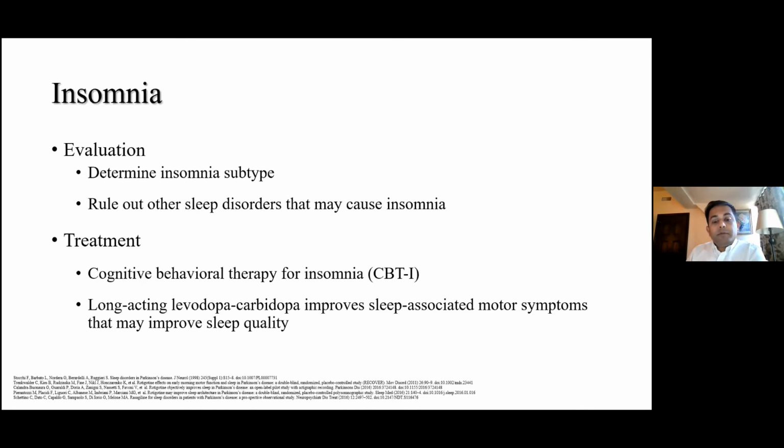How do we treat these individuals? The main treatment for pure classical insomnia is going to be cognitive behavioral therapy for insomnia, or CBTI, which is a form of cognitive behavioral therapy that's typically performed by clinical psychologists. We actually have a clinical psychologist, Dr. Kelly Creech, in our practice, who's a sleep psychologist that specializes in this form of therapy. But studies have also suggested that even long-acting levodopa carbidopa can improve sleep-associated motor symptoms that may disrupt sleep.